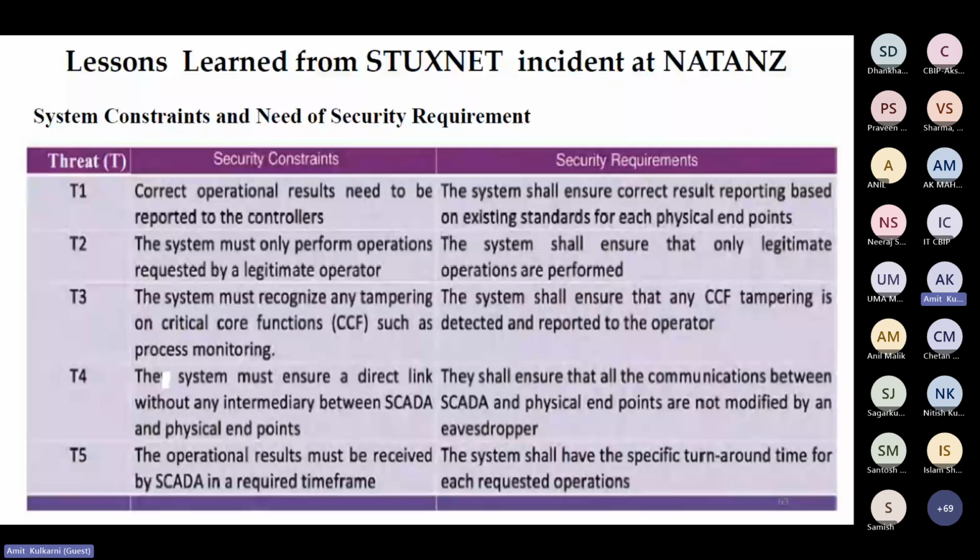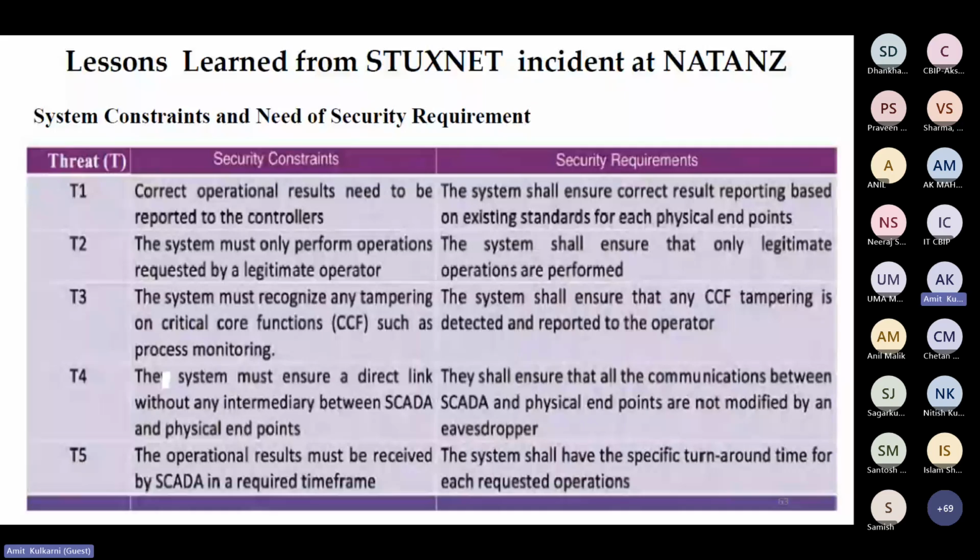What was the next constraint? The system must only perform operations requested by a legitimate operator. Now here it is expected that only who is authorized should act, but it needs to be ensured. But in this case, it was not possible, because the operations were from remote and not detected.